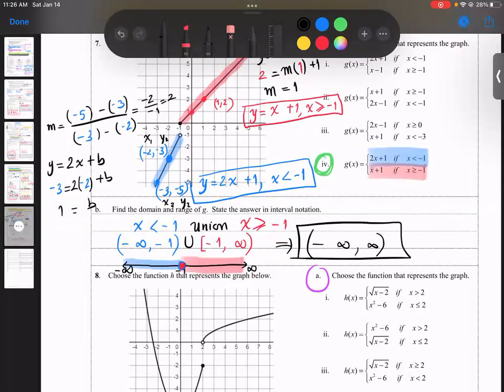And again, you don't always get to combine them. In this case, it's kind of special.